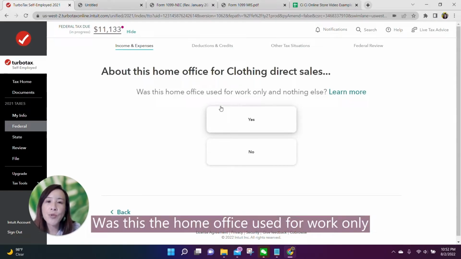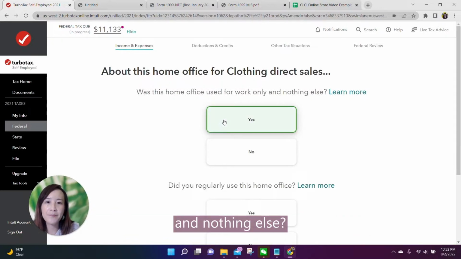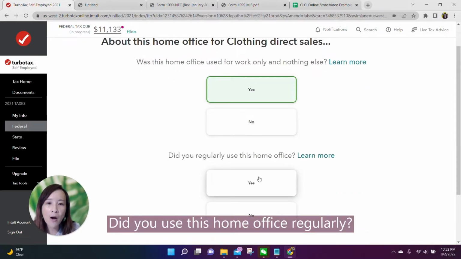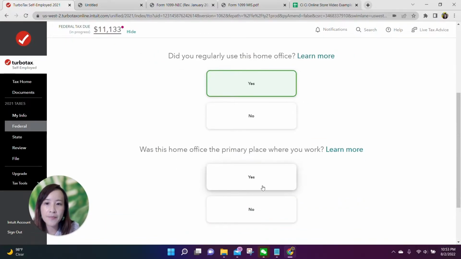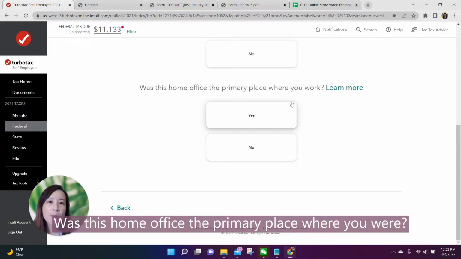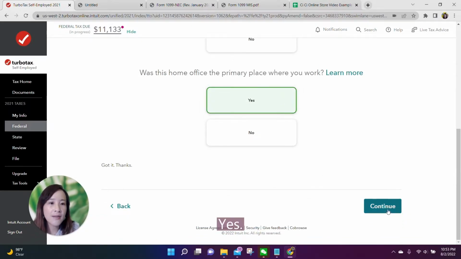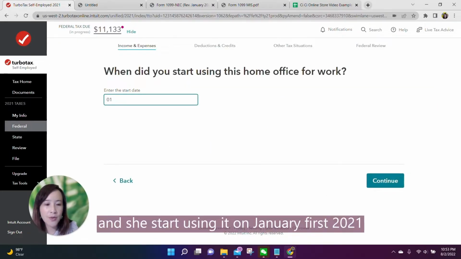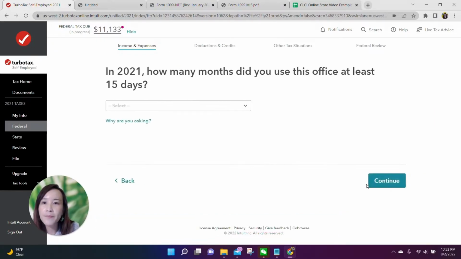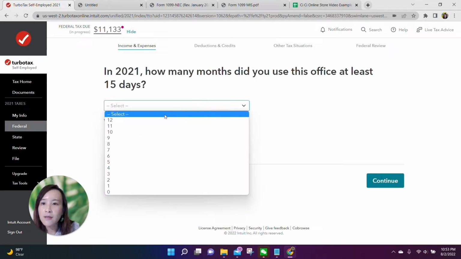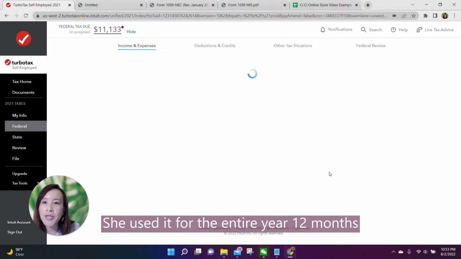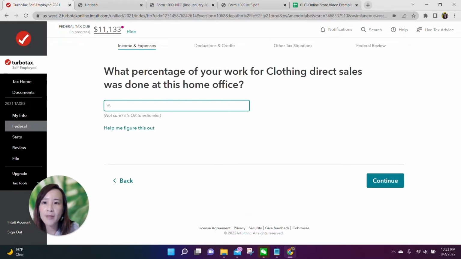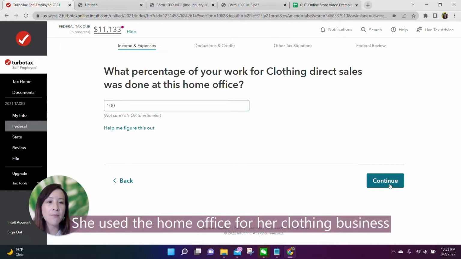Was this the home office used for work only and nothing else? Did you use this home office regularly? Yes. Was this home office the primary place where you work? Yes. Continue. And she started using it on January 1st, 2021. And then she used it for the entire year, 12 months. 100% of the time, she used the home office for her clothing business.